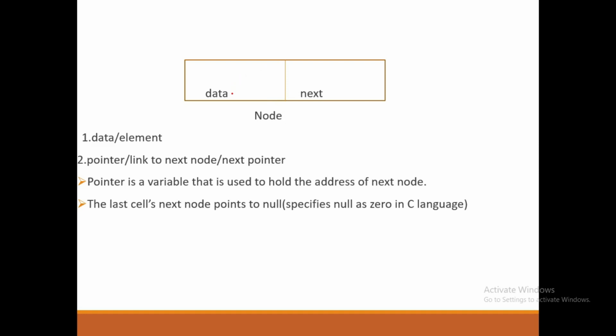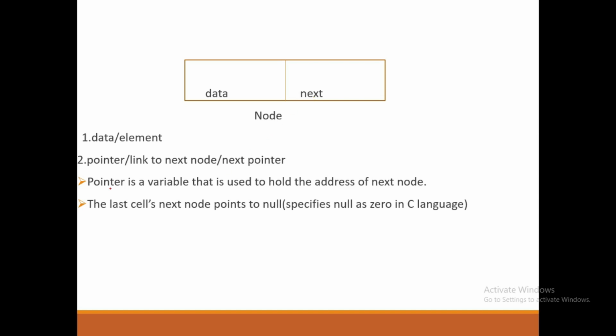The first part contains the data or element, and the second part will contain the address of the next node. That is, it can be called a pointer or link to the next node, or next pointer. Understood? A node has two parts. The first part will contain the actual data, and the second part will contain the address of the next node. In our linked list, the elements are not going to be stored in a contiguous manner. Instead, wherever the memory location is available, the element will be stored in the form of a node. That node will contain the address of its successor, that is, the next node address it will hold.